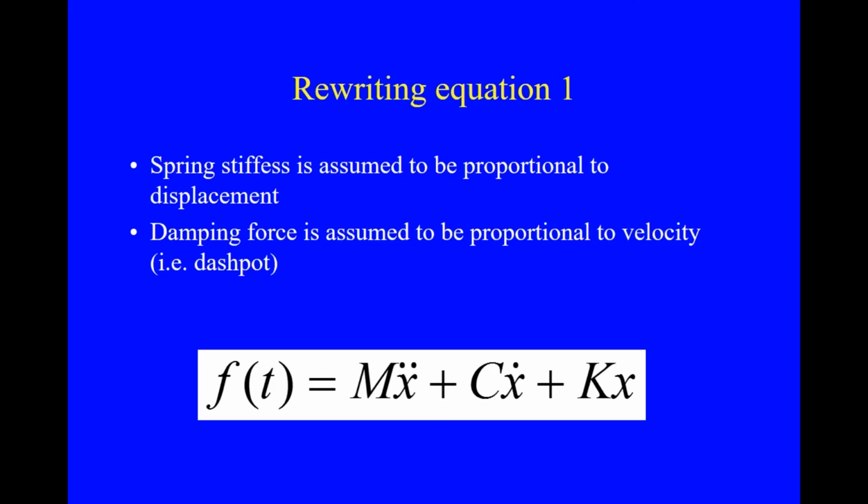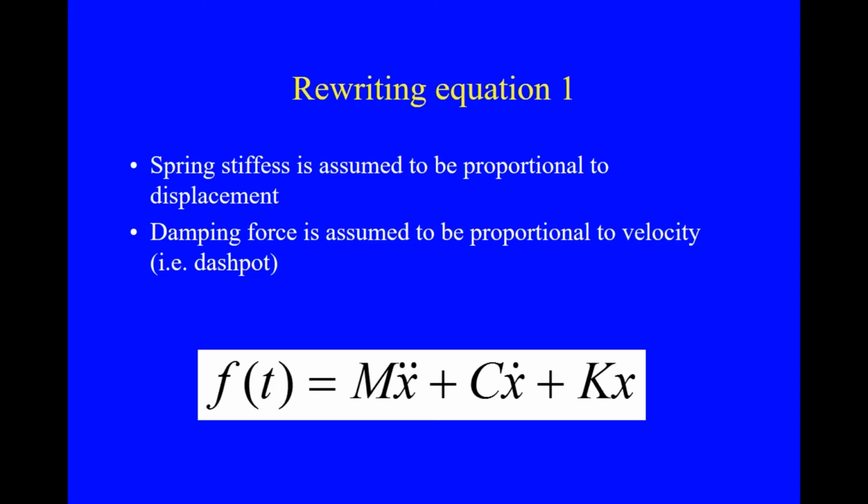Now we start making some assumptions. The first one is that stiffness is assumed to be proportional to displacement. I think we're probably okay with that. The next one is wrong. The next one says the damping force is assumed to be a function of velocity. That is, it's a viscous damper. It's like the sort of thing that you find on automobiles to prevent wheels from bouncing up and down. That's a viscous damper.